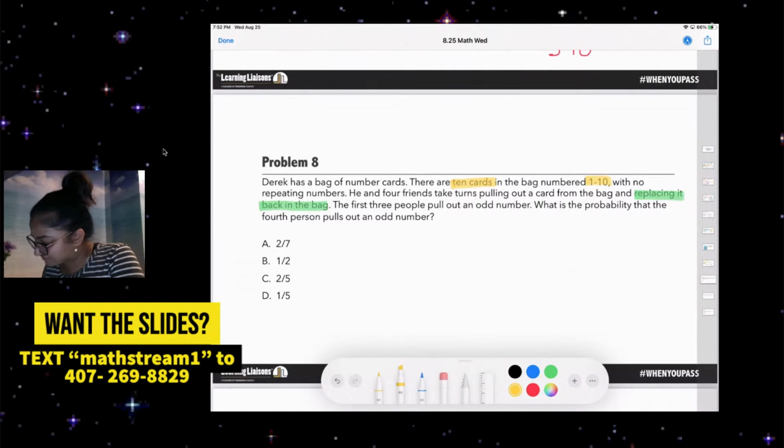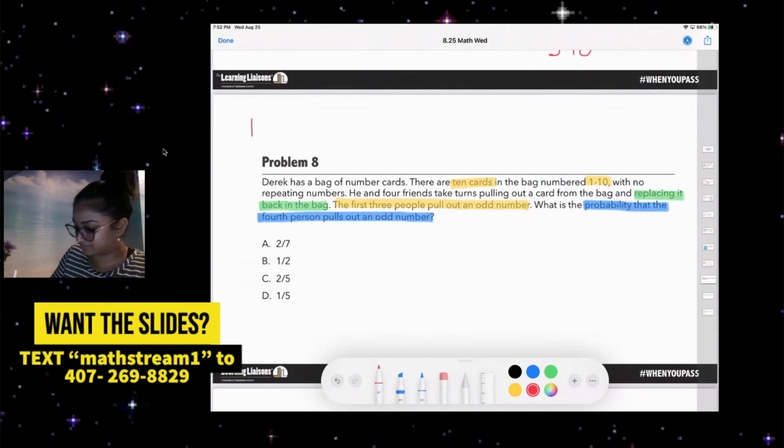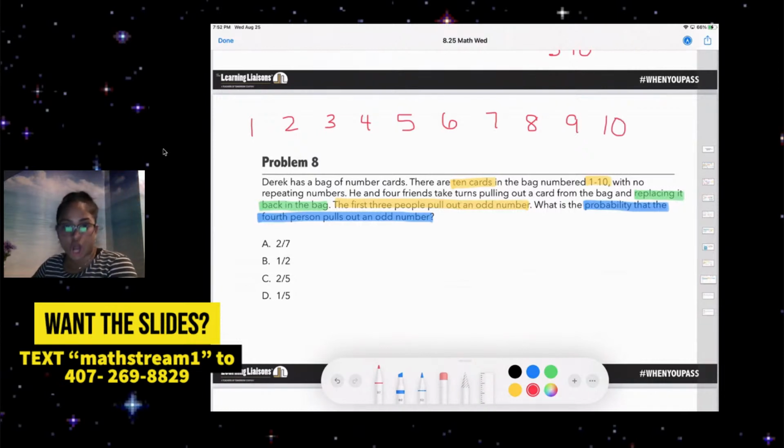So it means they're not keeping it, they're putting it back. It then says, the first 3 people pull out an odd number, okay? And they want to know what the probability is that the 4th person pulls out an odd number. Well, first, let's figure out what's in the bag. Remember, we have 10 cards and they're 1 to 10. So we have 1, 2, 3, 4, 5, 6, 7, 8, 9, and 10. Those are our cards that are in our lovely bag, right?